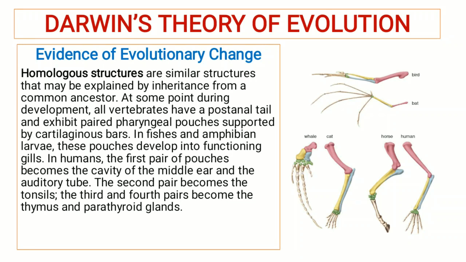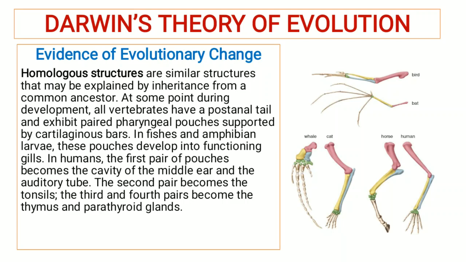All vertebrate embryos possess a postanal tail, and they have paired pharyngeal pouches that are supported by cartilaginous bars. But in fishes and amphibian larvae, these pharyngeal pouches develop into functioning gills, whereas in humans, the first pair of pouches develops into the middle ear cavity and auditory tube. The second pair becomes the tonsils, and the third and fourth pairs become the thymus and parathyroid glands. So these structures develop into structures that are specific for that particular group of organisms.